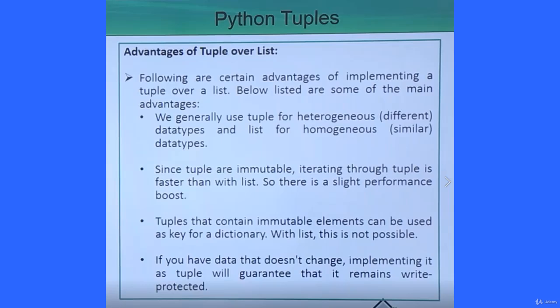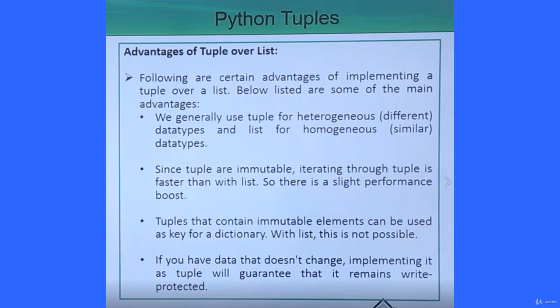Since tuples are immutable, iterating through a tuple is faster than with the list, so there is a slight performance boost. As this tuple is immutable, iterating through the tuple members will be a little bit faster. So we are getting some boosting of the performance.